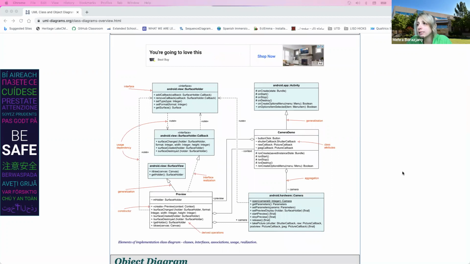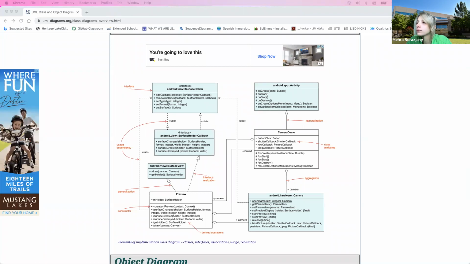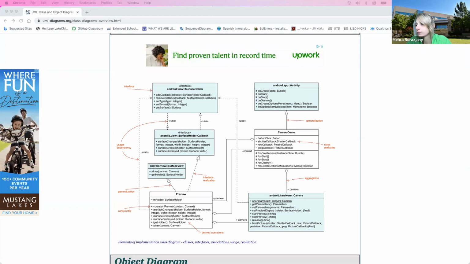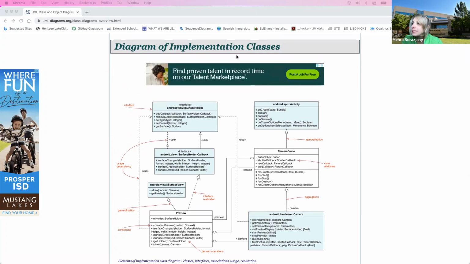So now look at this one. What do you think is this? Is it a domain model, or is it actually going to be an implementation diagram, or design diagram, basically. Probably more a design diagram because it's a lot more fleshed out with methods and in addition. Exactly. So it says implementation classes.